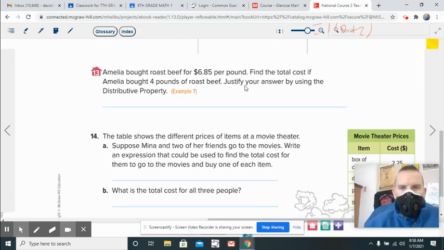All right, down here, we want to find the total cost. So it's $6.85 per pound, but you have 4 pounds. So you just do 6.85 times 4.